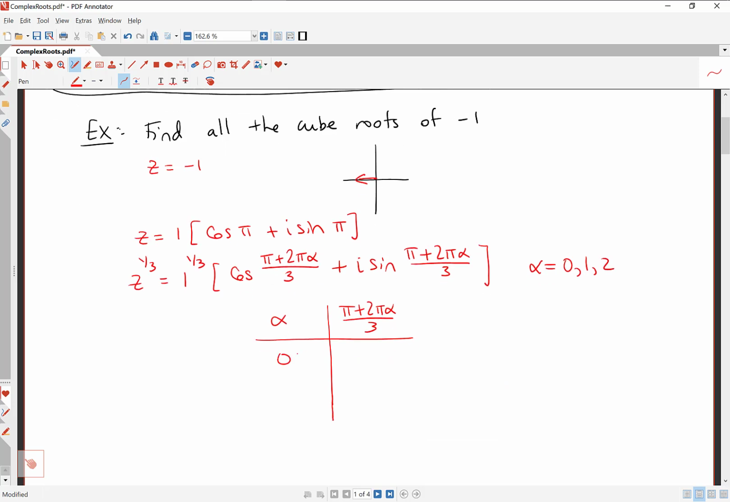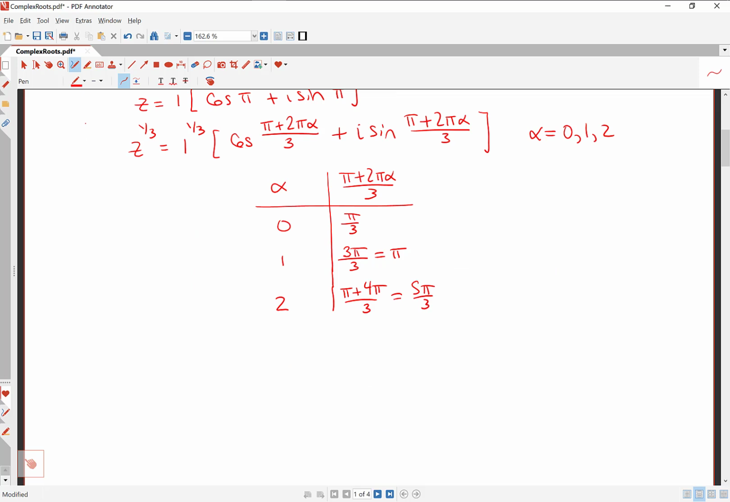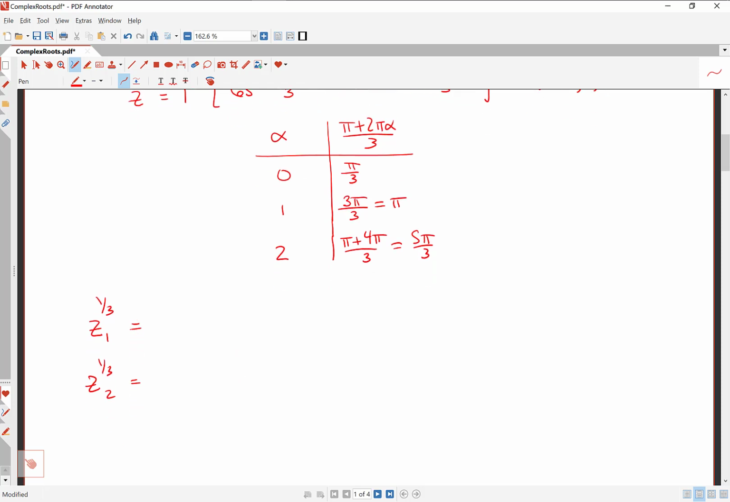So if alpha equals 0, then our angle would be pi over 3. If alpha equals 1, then we would have in the numerator pi plus 2 pi. So let's call that 3 pi over 3, which would simplify to pi. And if alpha equals 2, then we would have pi plus 4 pi over 3, or in other words, 5 pi over 3. Now we can write down the 3 different answers for the cube roots of z. In terms of notation, let's write z to the 1/3 with subscript 1 for our first answer, and then for our other 2 answers similarly, we could use subscript 2 and subscript 3.